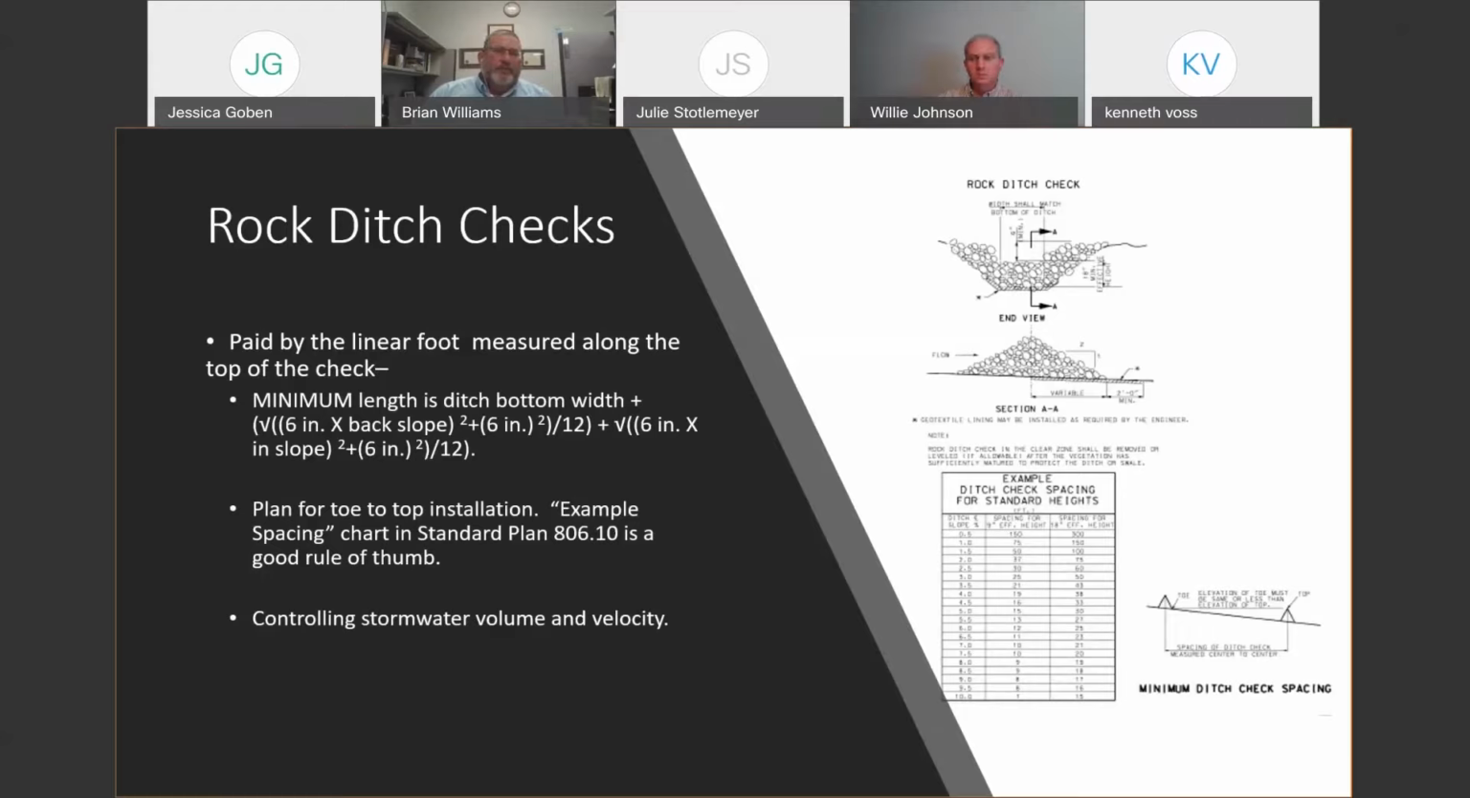So you're planning for toe-to-top installation on these. There is a spacing chart, an example spacing chart in 80610 of the standard plans. It's a good rule of thumb. Sometimes you have to use good engineering judgment. And honestly, I would recommend from the design perspective that we design by standard and then let construction determine if they want to use less.